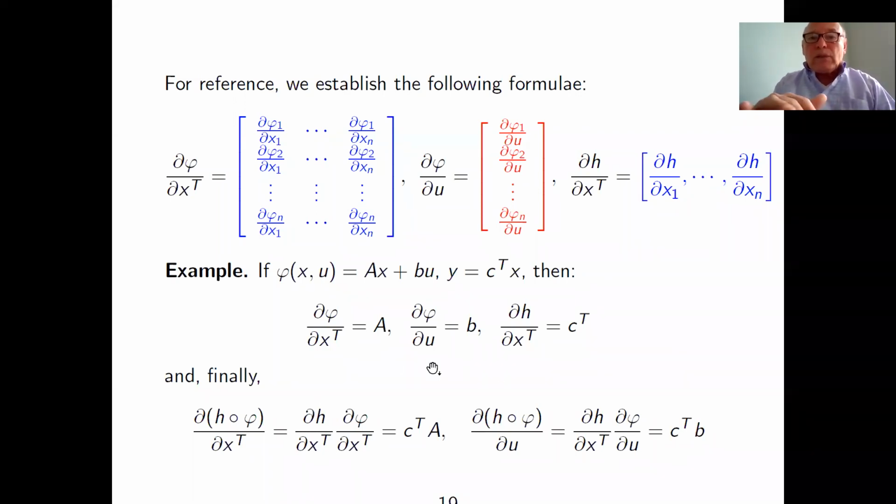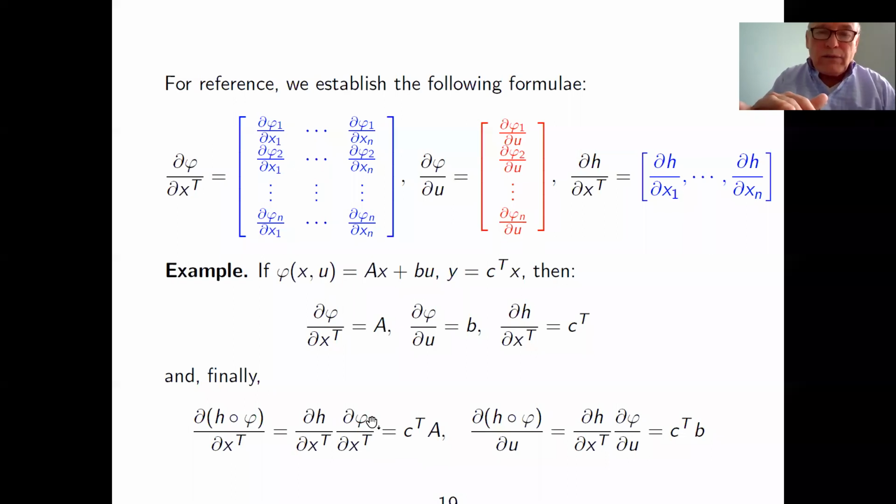In the particular case of the linear systems that we are using as an example here, we know by this formula that this is substituted by C transpose and that this is substituted by A. So the gradient of the next output is C transpose A.